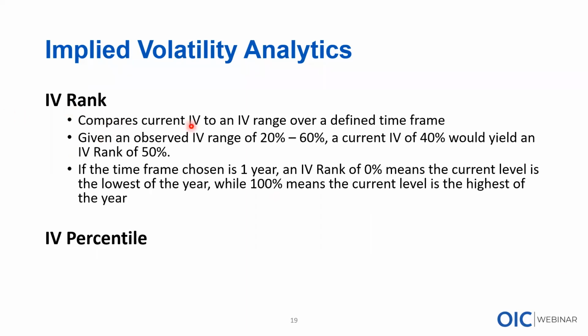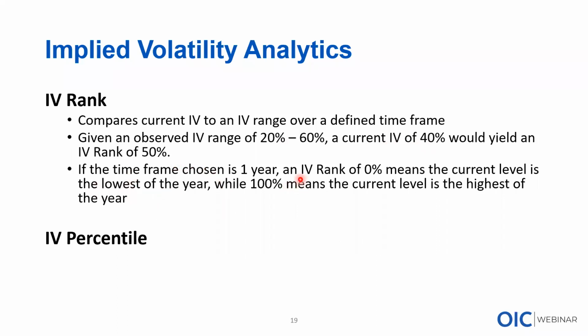Implied vol rank, for example, compares the current implied vol level to a range over a defined time frame. That's usually one year, given, say, for example, an observed range of 20 to 60%. A current implied vol level of 40% would give you an I-vol rank of 50%. It's right in the middle. And if you followed that, if the current level of implied vol is 30%, we're 25% up from the bottom here. From 20 to 30 is 10, this range is 40, so it's 25%. The implied vol rank there would be 25%. It's 25% off the low towards the high.